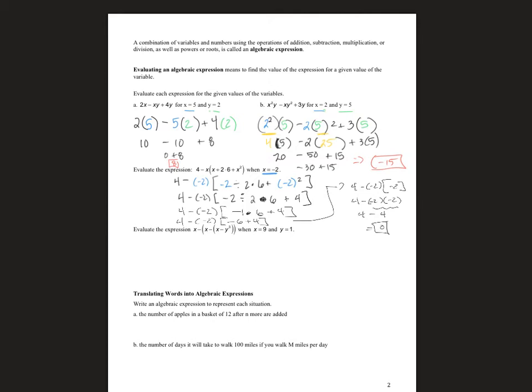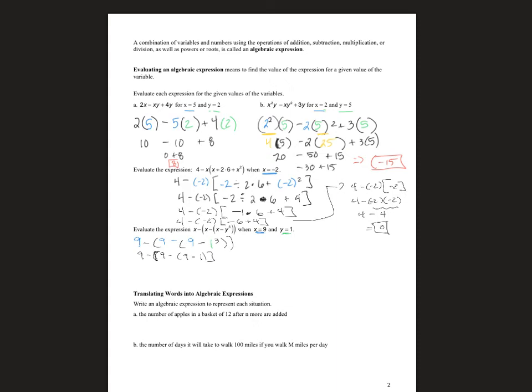Next example, substitute in 9 everywhere I see an x, so 9 minus 9 minus the value of y, which is 1. That is cubed. Then working inside the parentheses, I'm going to go ahead and cube that 1. So I have 9 minus 9 minus 9 minus 1.